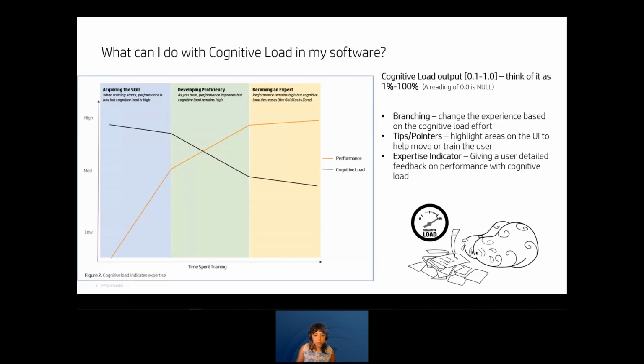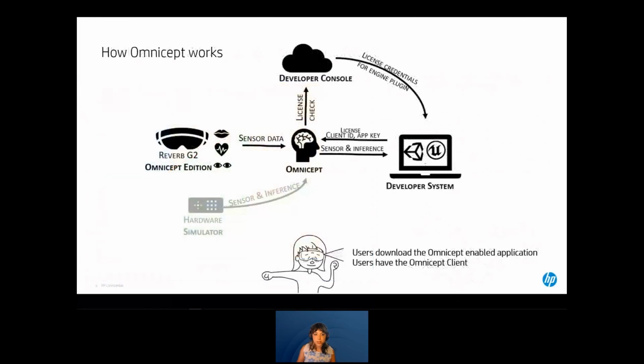Yeah, so that's cognitive load. So we talked about what Omnicept enables, but how does it work? At a high level, this is how it's technically working. When you download the SDK, you're getting an Omnicept service that will run on your system. It's very lightweight, but that Omnicept service can get information from the headset about the sensors. So that's listening to the sensor data.